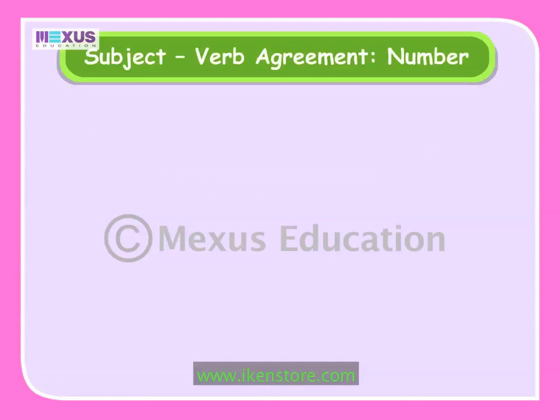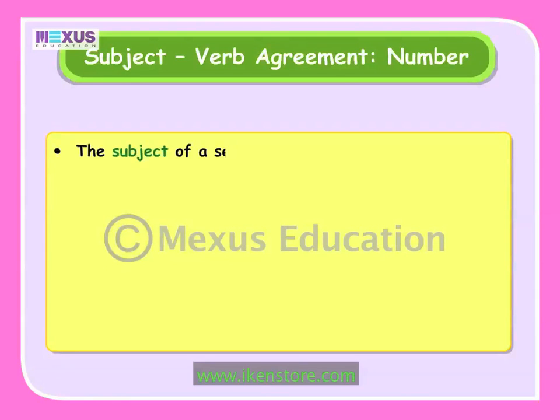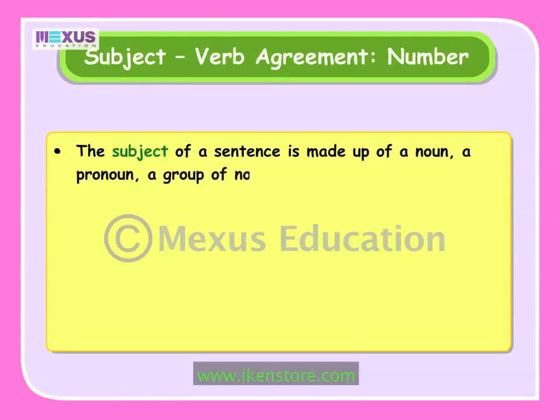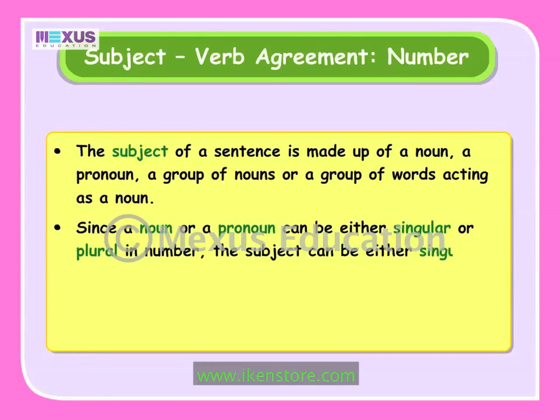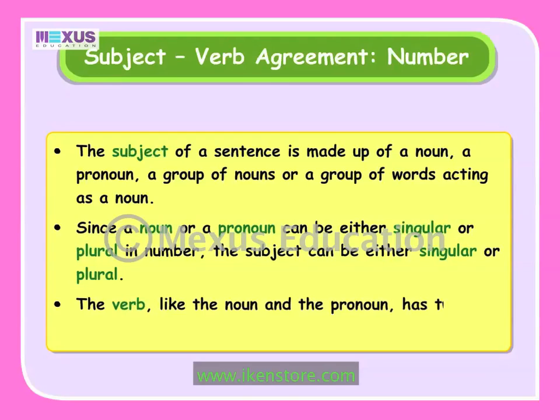We know that the subject of a sentence is made up of a noun, a pronoun, a group of nouns, or a group of words acting as a noun. Since a noun or a pronoun can be either singular or plural in number, the subject can be either singular or plural. The verb, like the noun and the pronoun, has 2 numbers, singular and plural.